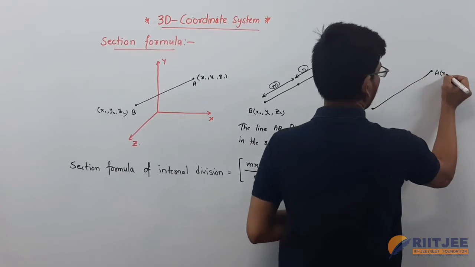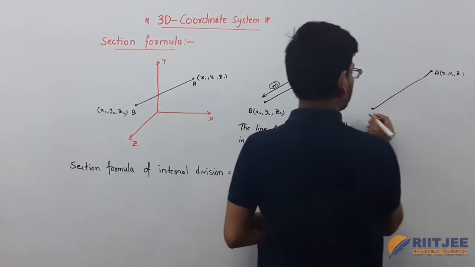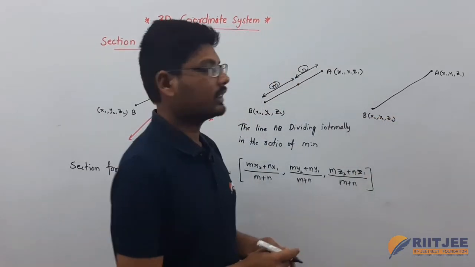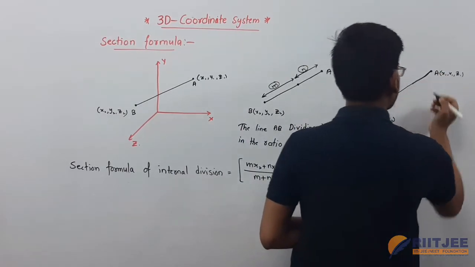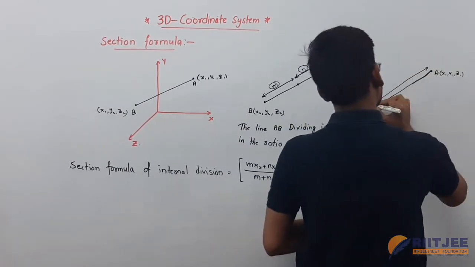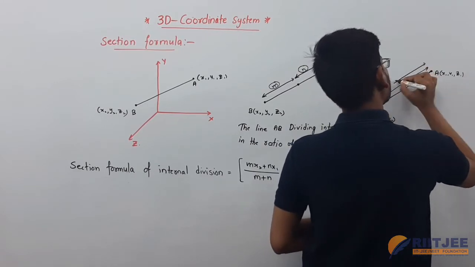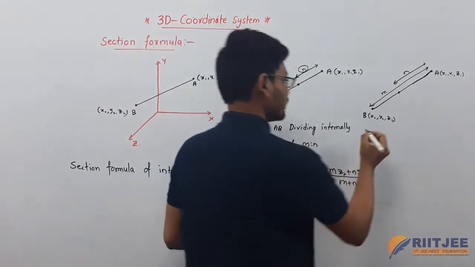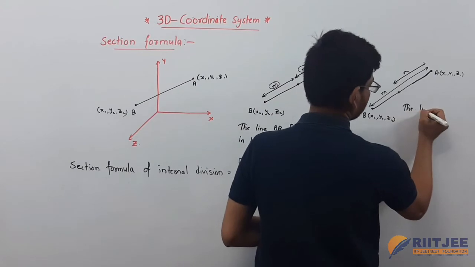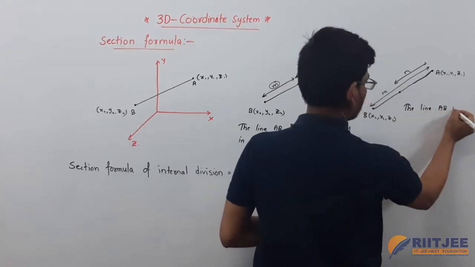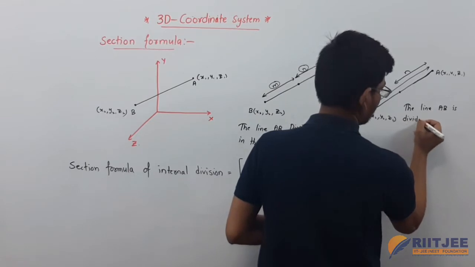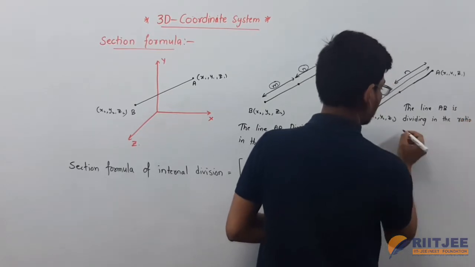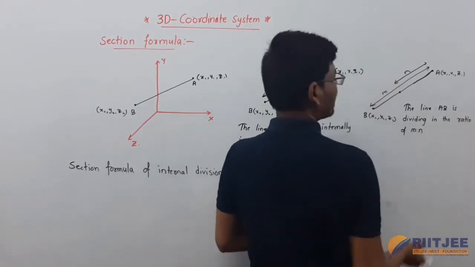And again I am taking the same line AB. This is A of x1 comma y1 comma z1, and this is B, so this is x2 comma y2 comma z2, and this straight line in the 3D coordinate system is dividing in the ratio of m is to n externally. The line AB is dividing in the ratio of m is to n externally.